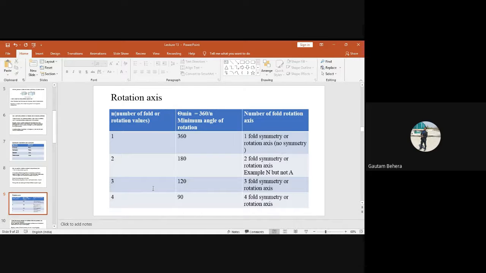Fine. Now if the number of fold is 3, then theta minimum will be 120 degree. So a 3-fold symmetry rotational axis is present. If n is 4, then theta minimum is 90. So we have a 4-fold symmetry rotational axis. Anybody remember which polygon shows a 4-fold rotational axis? Which polygon? So cube. Polygon, I am talking about polygon. It is square, right.